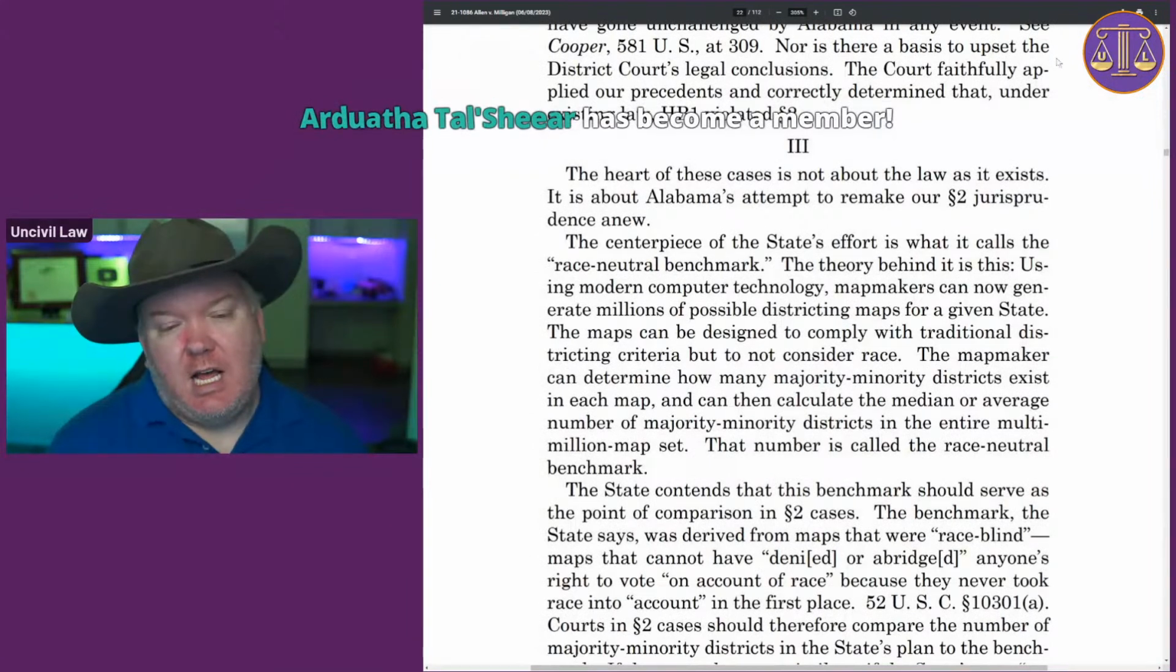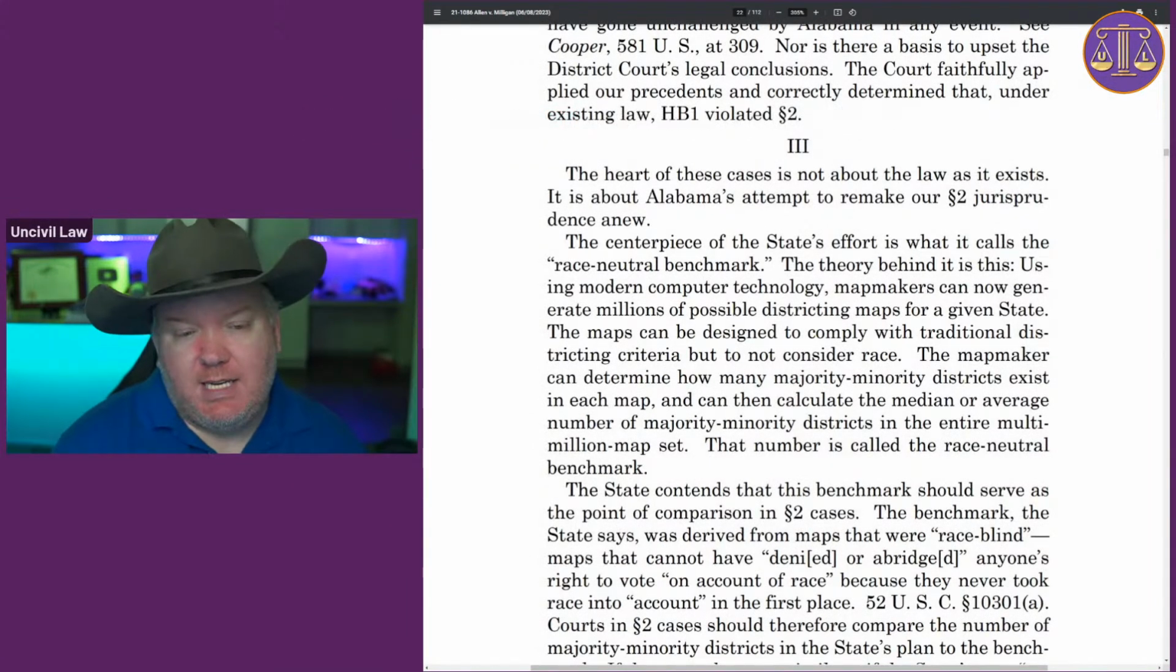The heart of these cases is not about the law as it exists. It's about Alabama's attempt to remake our jurisprudence. The centerpiece of the state's efforts is what it calls the race-neutral benchmark. The theory behind it is this.